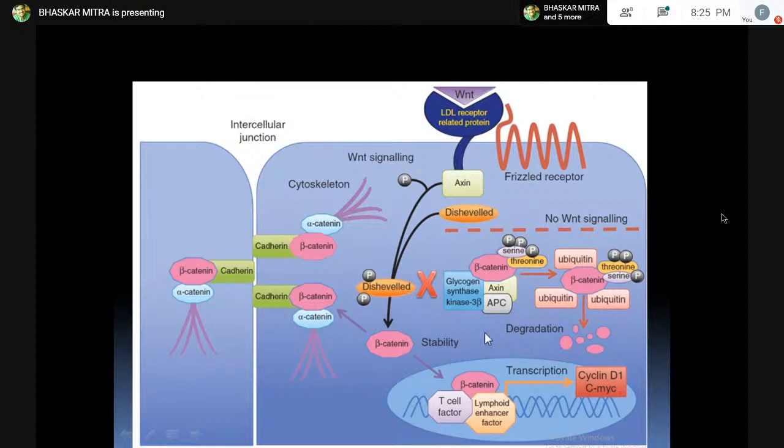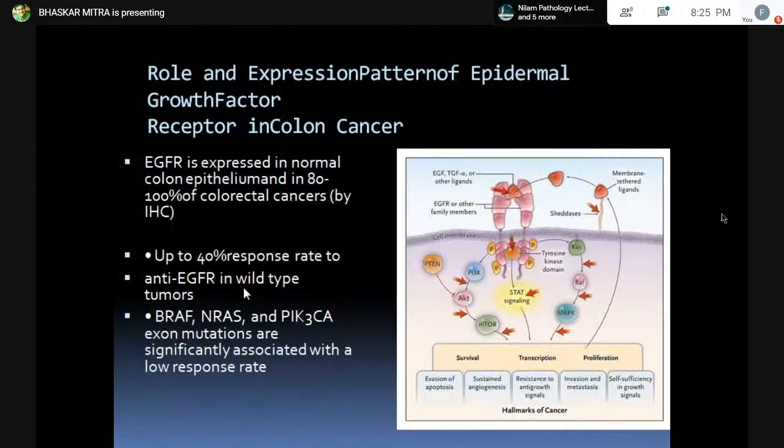Now, there is another issue: epidermal growth factor receptor, EGFR. EGFR is normally overexpressed in 80 to 100% of the colonic epithelium. Once EGFR is activated by its growth factor, it causes phosphorylation and STAT signaling, either through the RAS, RAF, MAP kinase pathway, or through the PI3K-mTOR pathway. This is important.